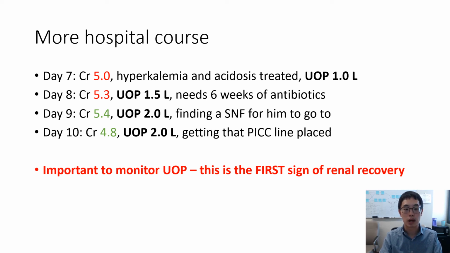Now it's important to monitor the urine output because this is really the first sign of renal recovery. As you can see here, even though the creatinine was getting worse, the urine output was getting better. And that gives us some hope that the creatinine will start to improve over time. So monitor the urine output. That is usually the first sign of kidney recovery. And usually after the urine output starts to pick up, the creatinine level will start to downtrend.